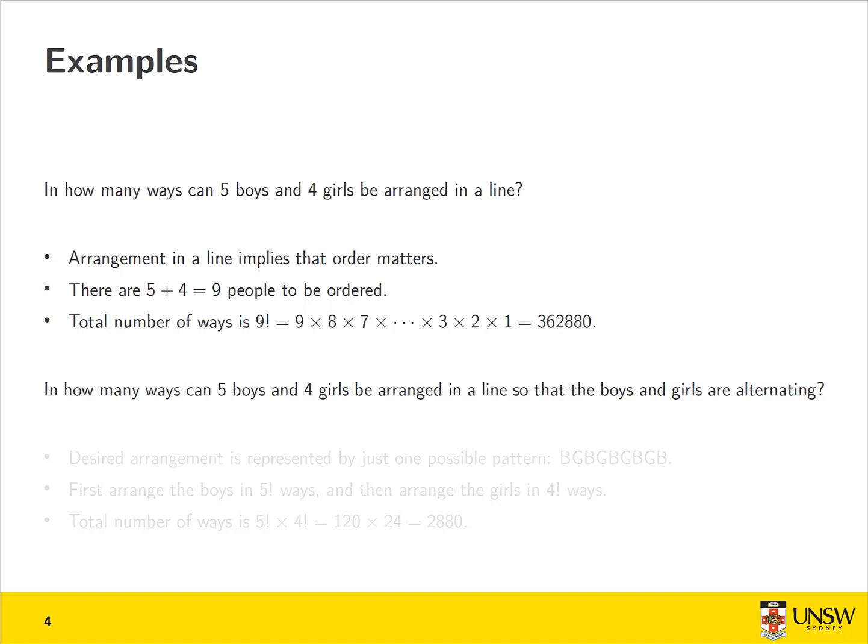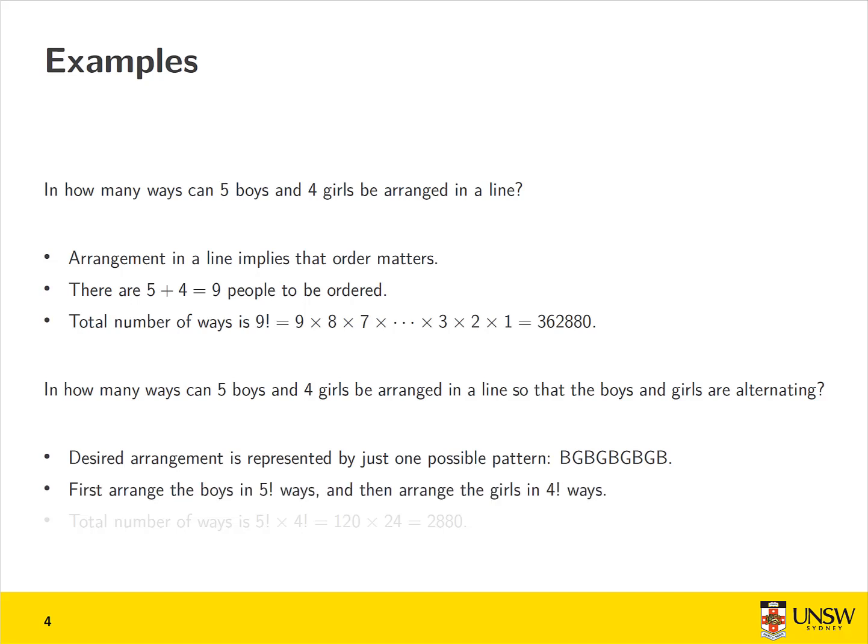Now consider finding how many ways to arrange the 5 boys and 4 girls if boys and girls must alternate. This means the pattern they must stand in is given by boy, girl, etc. So we can first arrange the 5 boys in any order and place them in the odd-numbered positions, and then arrange the 4 girls in any order and place them in the remaining positions. Since these events occur together, we must multiply their outcomes, so the final result is 5 factorial times 4 factorial, or 2,880.